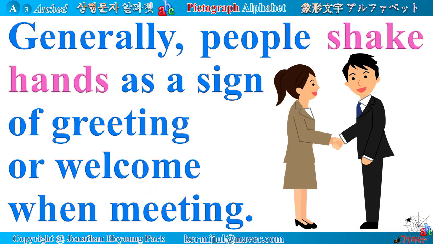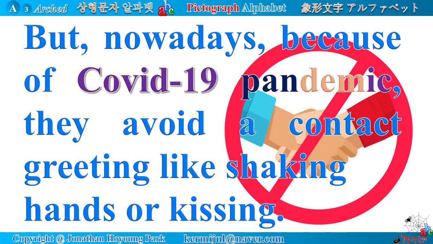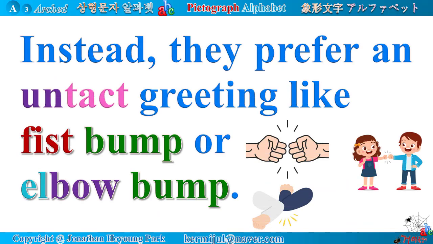Generally, people shake hands as a sign of greeting or welcome when meeting. But nowadays, because of the COVID-19 pandemic, they avoid contact greetings like shaking hands or kissing. Instead, they prefer an untact greeting like a fist bump or elbow bump.